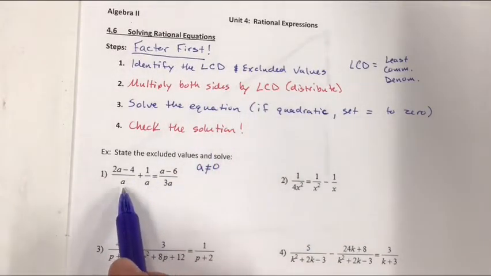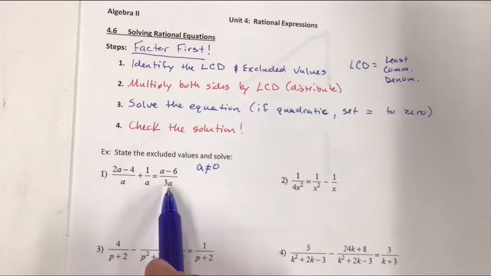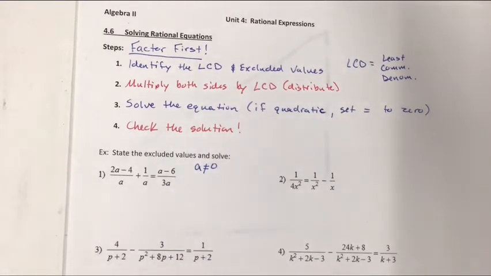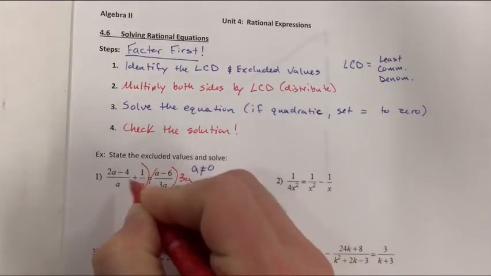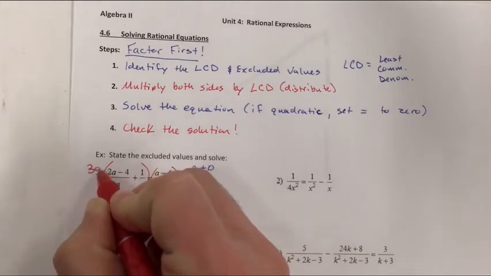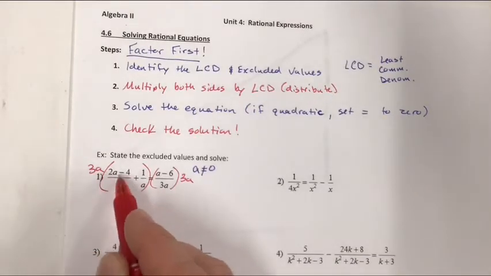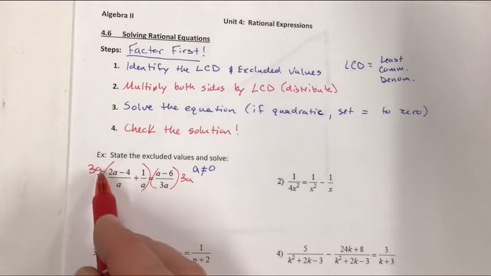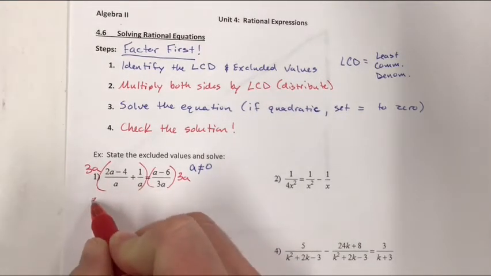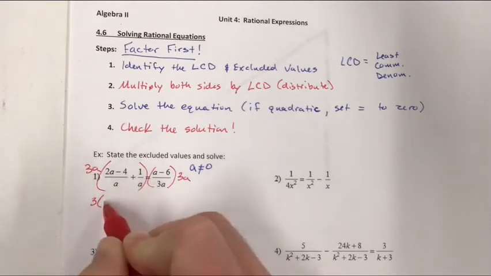Okay, and then I want to identify the least common denominator. Well, the denominators are a and 3a. So the least common denominator is 3a. So I'm going to multiply both sides of my equation by 3a. But when I multiply this side by 3a, I'm going to distribute 3a to both of these fractions. So when I do that, in this first fraction, the a's cancel, and I'm just left with 3 times 2a minus 4.